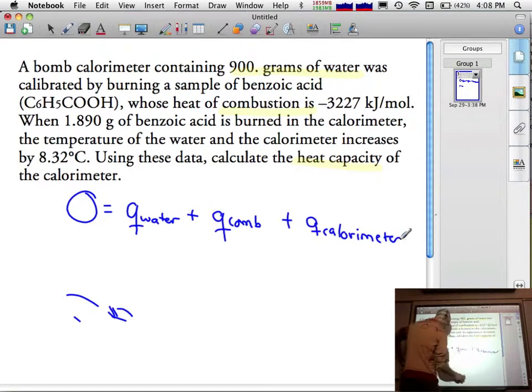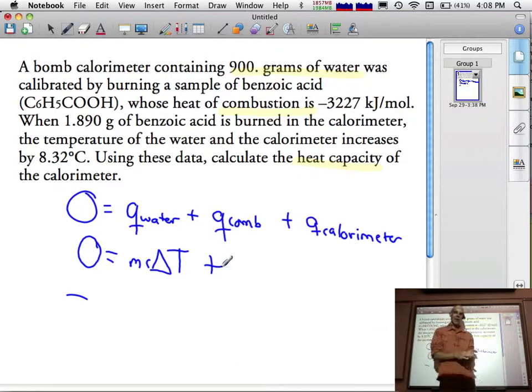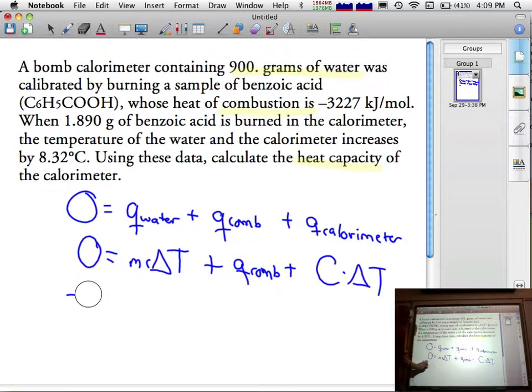So we now need to think about what to plug in for each of these things. Okay, Q water is fairly obvious. It's going to be an MCAT situation, right? Because we know the mass of the water and we know its temperature change. Q combustion, again, this is a reaction. It's a process. The benzoic acid is not the same at the beginning and at the end. So we can't plug in CAT or MCAT for this. So instead, we're just going to keep it as Q reaction, Q combustion. Q calorimeter is going to be heat capacity times the change in temperature. So I think we can now get to actually solving for some of this stuff.